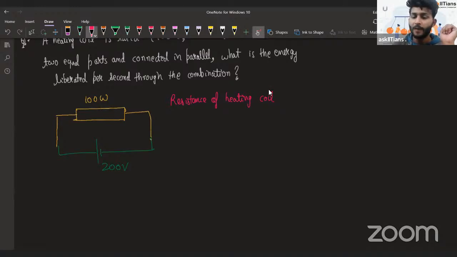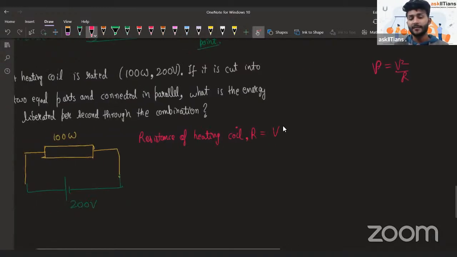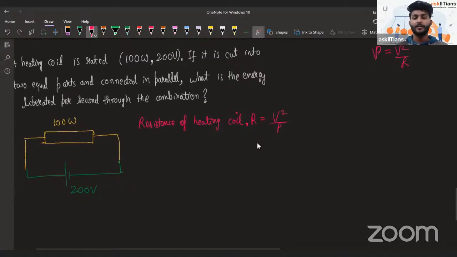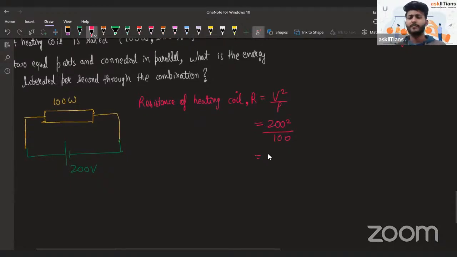What will it be? How would we find the resistance if power and voltage is given? We remember the formula. Power is V square by R. So we can say R is V square by P. Correct. So that is 200 square divided by 100, which comes out to be what? I guess 400 ohms. Is this right, guys?